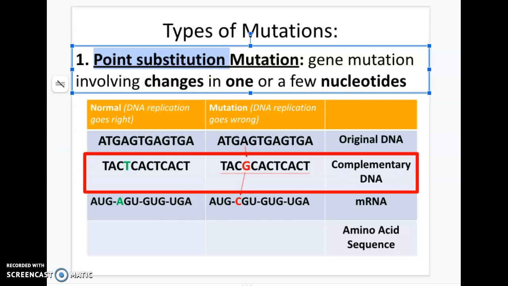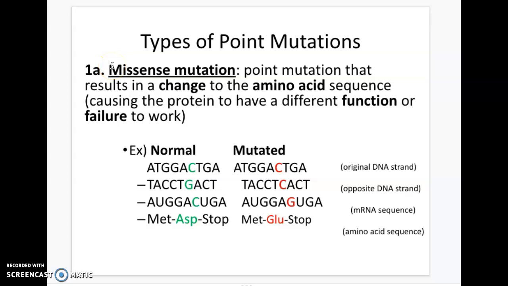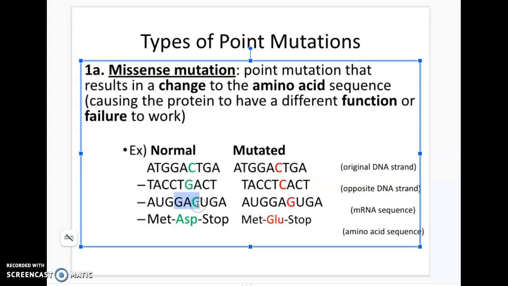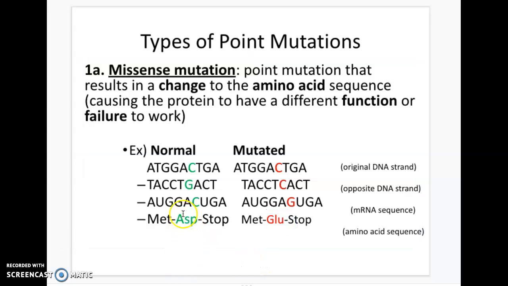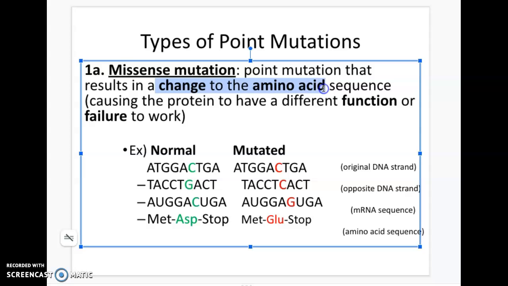Let's look at them. First one is called a missense mutation. So this is a point mutation that results in a change in the amino acid sequence. Just like the example we just did a second ago, that single point change, what should have been a G is now a C. That led to one amino acid change in the sequence. So it should be this, but instead it's this. So that is a missense mutation, leads to a change in the amino acid sequence.